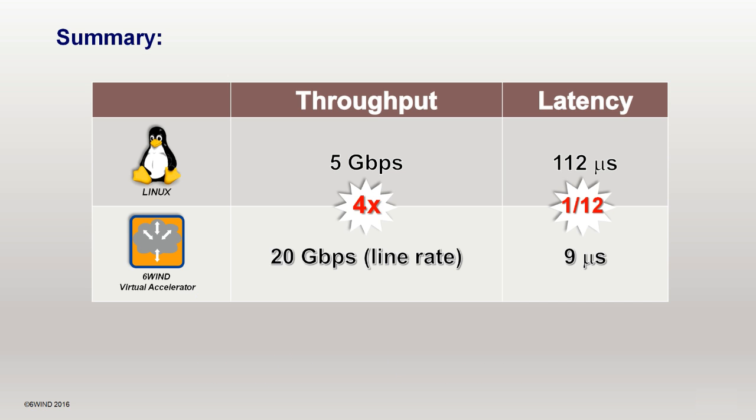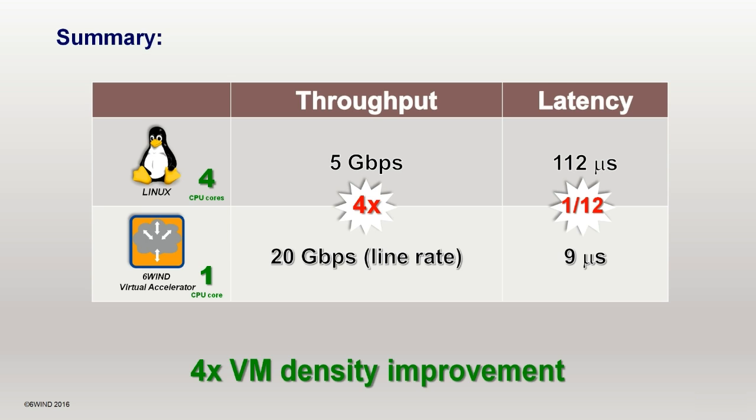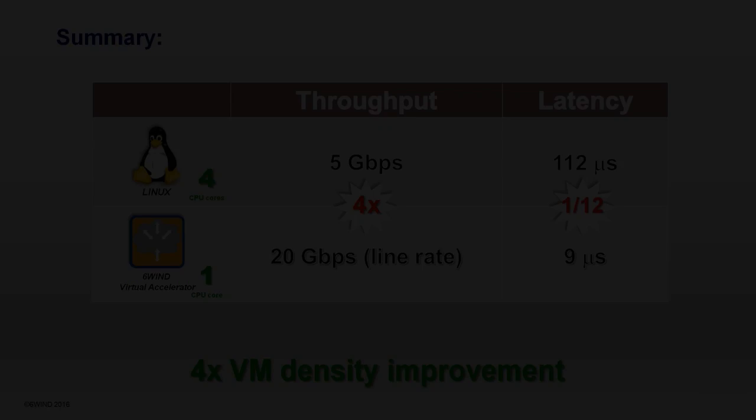In addition, 6Win Virtual Accelerator uses a single CPU core compared to Linux, which needs 4 CPU cores to achieve something less. This translates to a 4 times improvement in VM density.